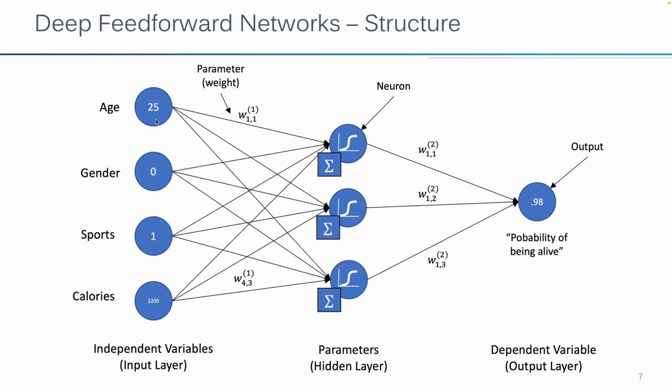And the output is essentially the dependent variable that we want to train, that we want to get right. And we want the parameters in the hidden layers, or the weights between these layers, to be in a way that they can treat any input and give us that probability.